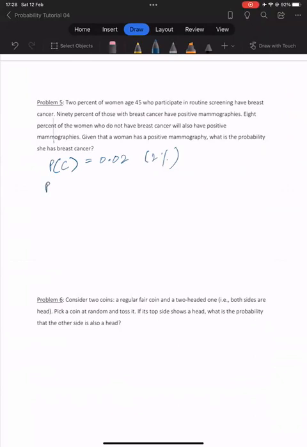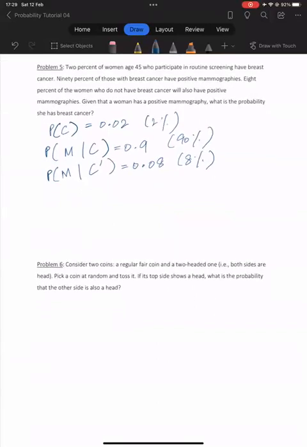And 90% of those with breast cancer have positive mammographies. ठीक है, so जिनको है कैंसर उनमें से given that cancer है mammography positive होती है is 0.9, 90%. 8% of the women who do not have breast cancer but also have positive. Okay, so mammography positive है given that cancer नहीं है, which is 0.08.